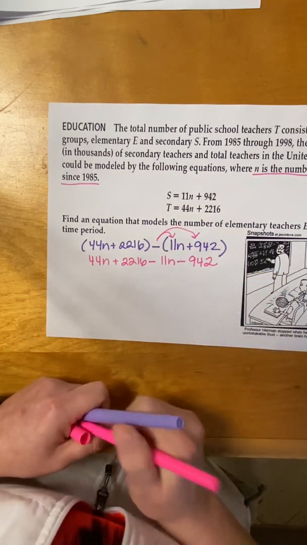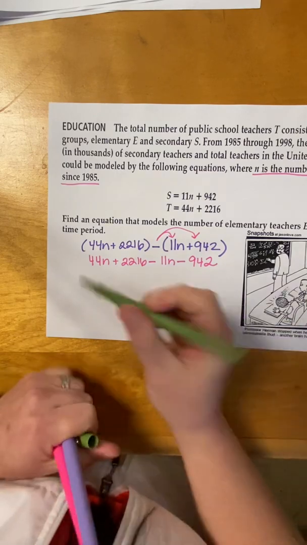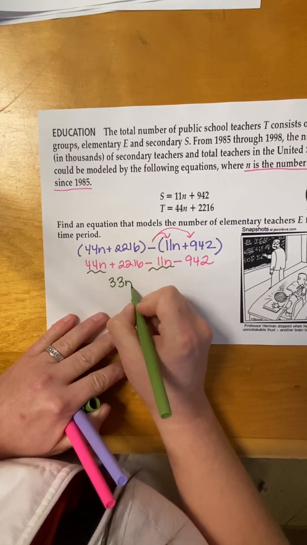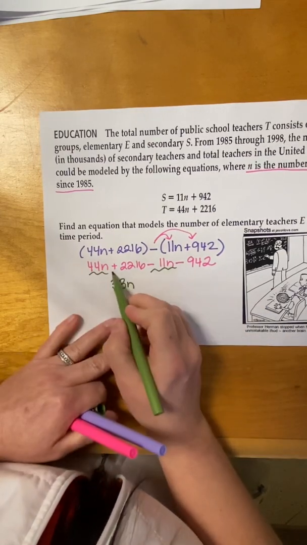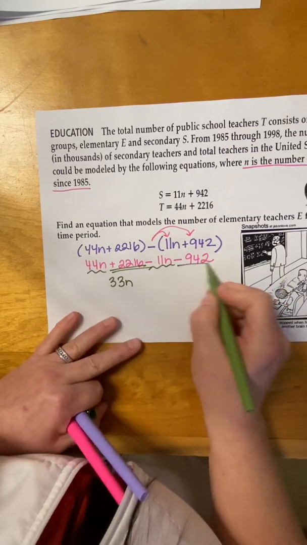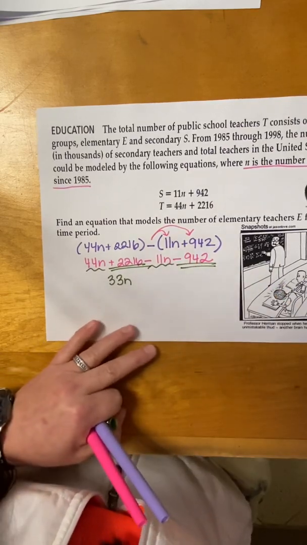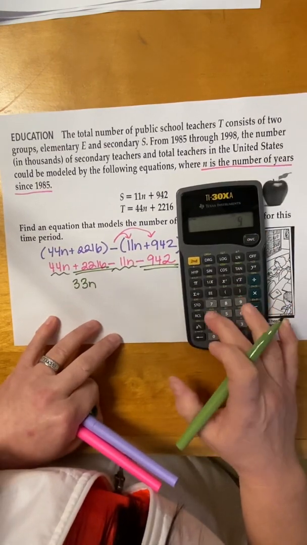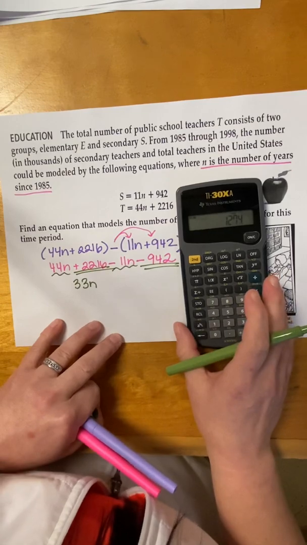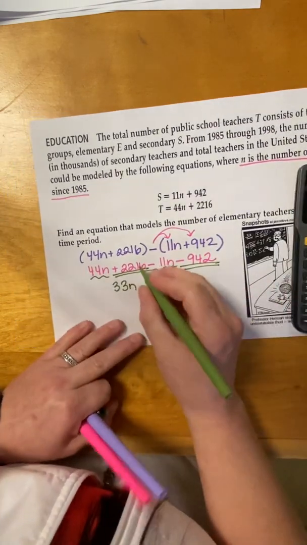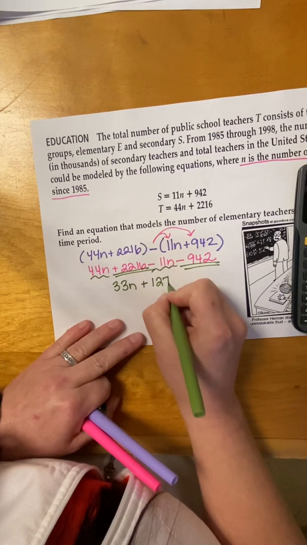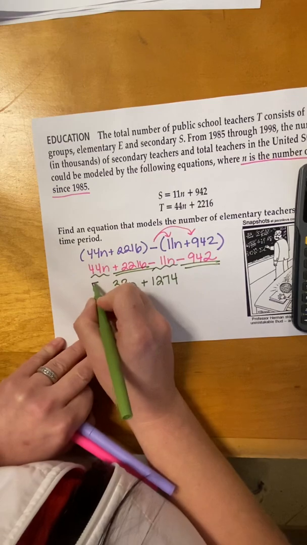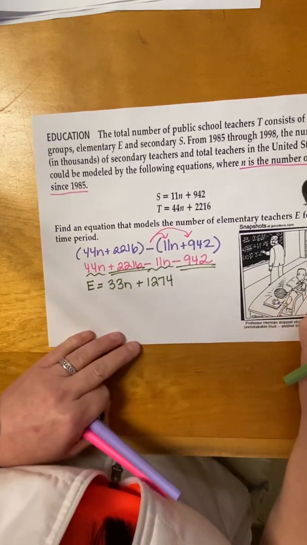Now we will combine like terms. So I can put this 44 nuggies minus 11 nuggies, and that'll be 33 nuggies. And then we could also put this positive 2,216 minus 942. So if I do 2,216 minus 942, we get 1,274. So positive 1,274. And that would be the polynomial that represents the number of elementary school teachers.